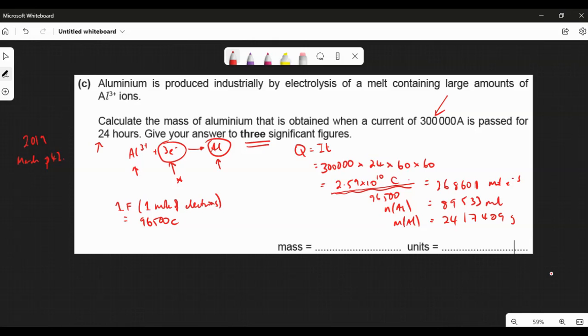2417409. That's grams. So let's divide that by 1,000. So 1, 2, 3, and there, put a point there, and there it becomes kilograms. So the mass, and now don't forget, I'm going to have 3 significant figures. So 1 figure, 2 figures. Now that becomes 2, doesn't it? So 2, 0, that's the mass. And that's 3 significant figures, and the units are kilograms.